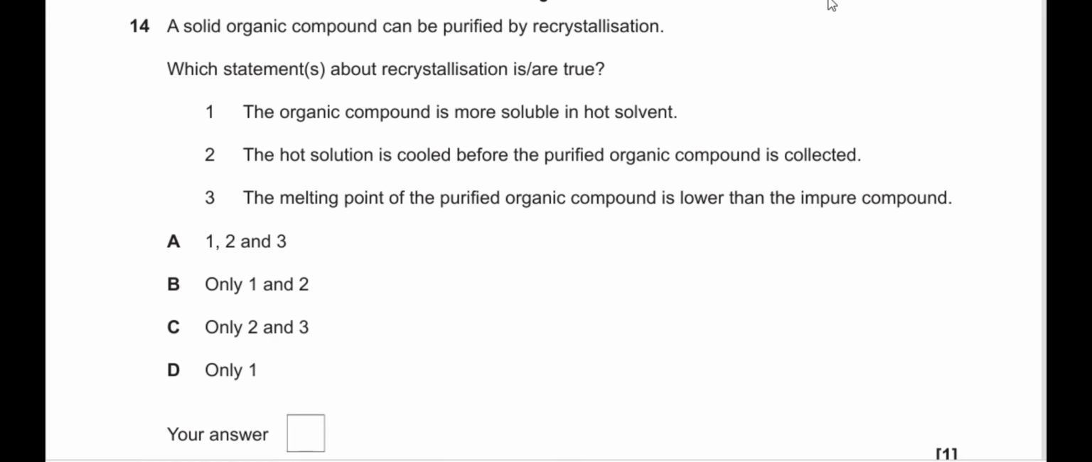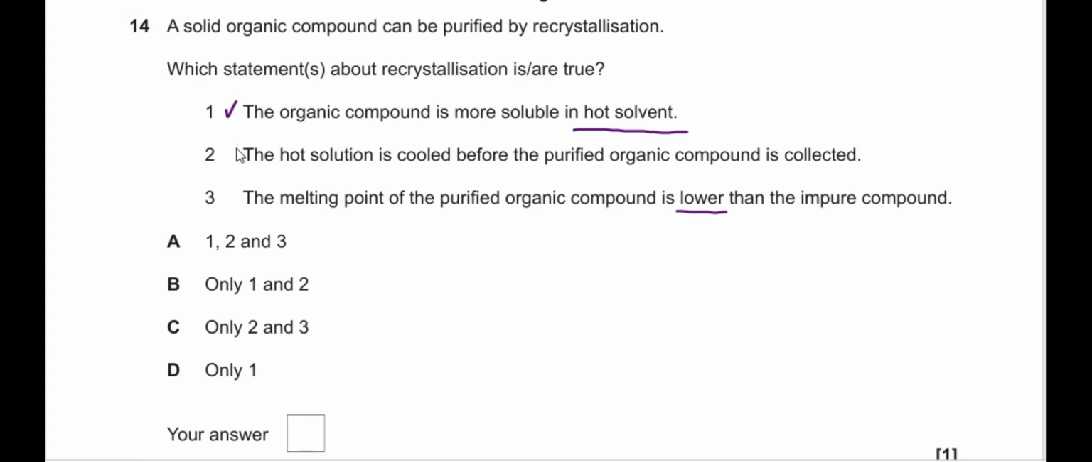Question 14. A solid organic compound can be purified by recrystallization. Which statements about recrystallization are true? Let's read the statements. 1. The organic compound is more soluble in hot solvent. 2. The hot solution is cooled before the purified organic compound is collected. 3rd, the melting point of the purified organic compound is lower than the impure compound.